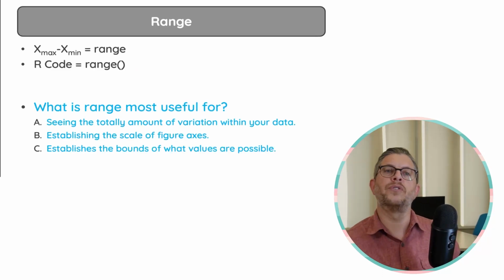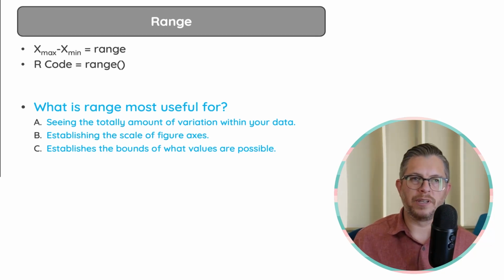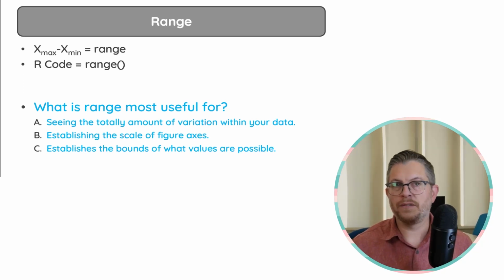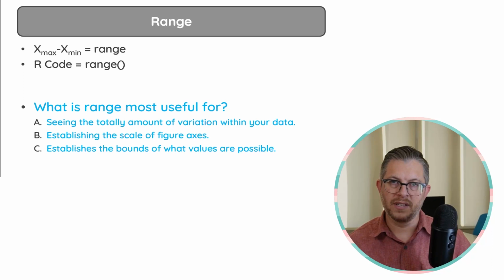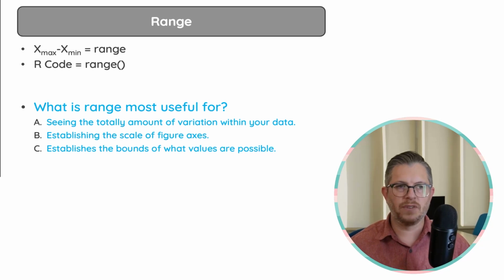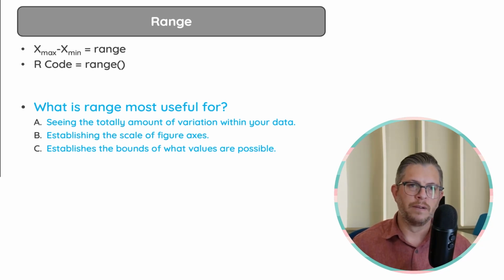What is range most useful for? I would say that B is probably your best answer. Now, C is possible if you have a very well represented, incredibly large sample size, and then you could say, okay, we're probably not going to find anything significantly outside of this range. But otherwise, functionally, it establishes the scale of your figure axis, but it is not going to tell you the structure of the variation within your data.